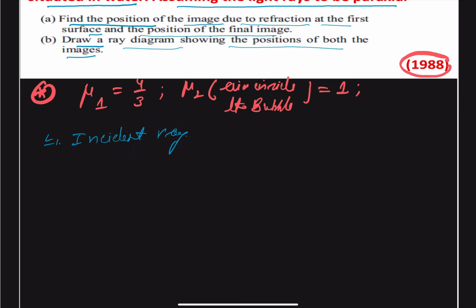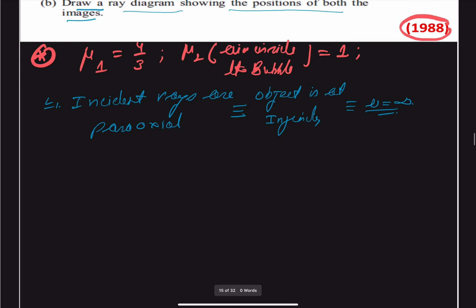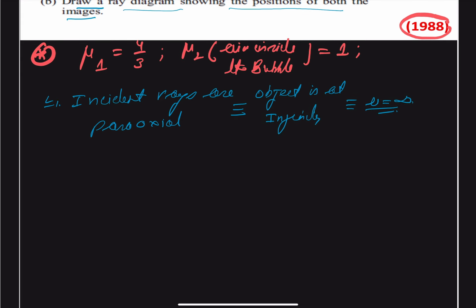Incident rays are paraxial, so it means that the object is at infinity, which gives us that u is equal to infinity, and the ray is going to refract from water, which is a denser medium, to the air, which is a rarer medium.